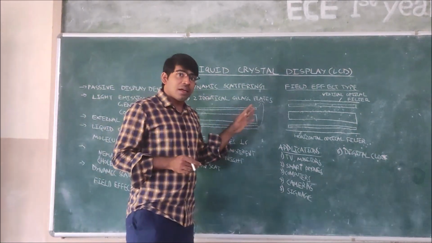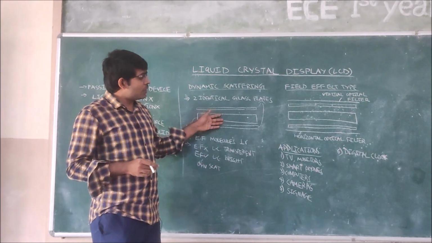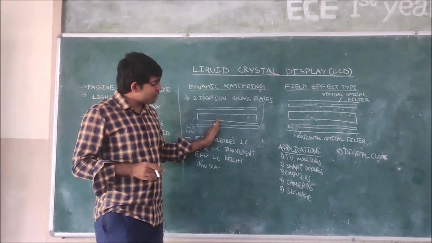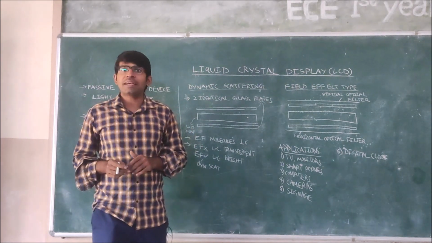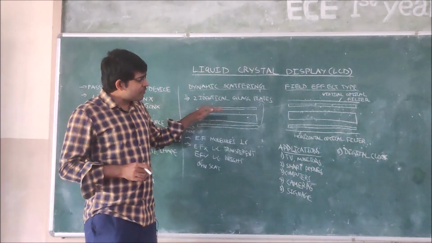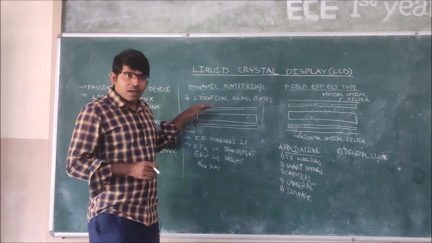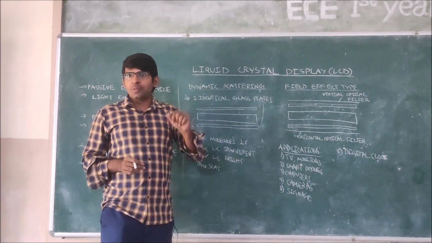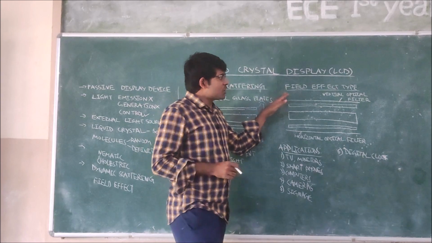When the electric field is not applied, this will appear transparent. The light will go through it like glass. When the electric field is applied, the light will be scattered along this material. And the next one is field effect type.